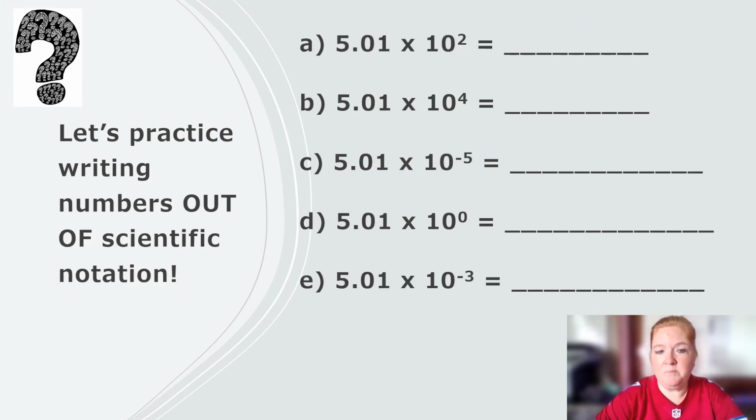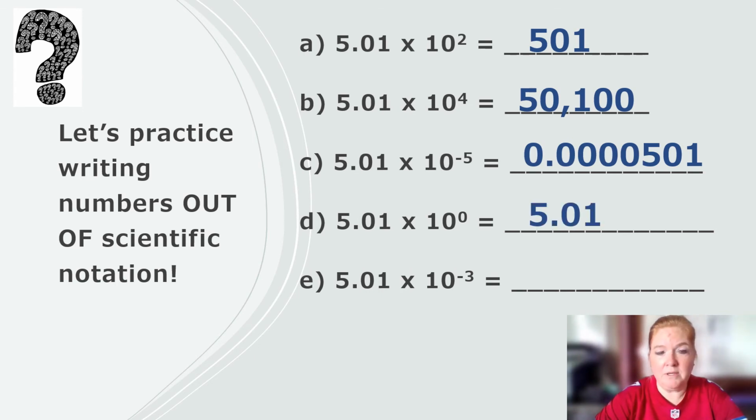And then here's practicing out of scientific notation. Again, I recommend you pause and try this, but I'm going to put up the answers. Positive exponent, big number. Positive exponent, big number. Negative, small number. 0, don't move the decimal. Negative, small number. Okay.